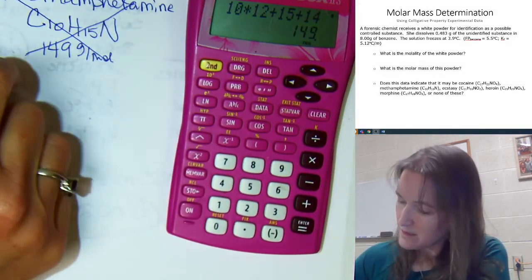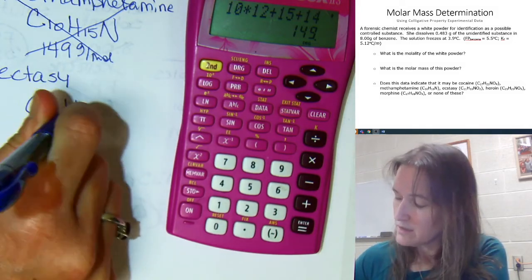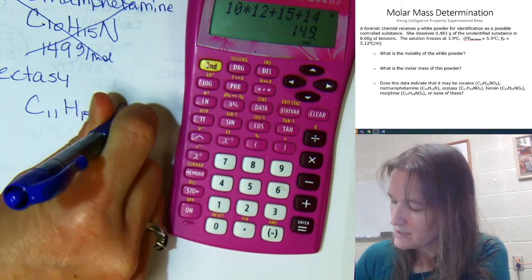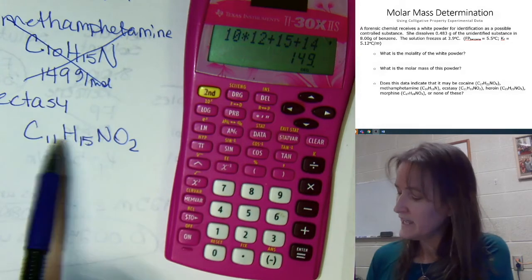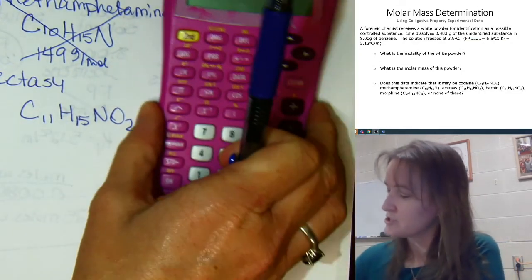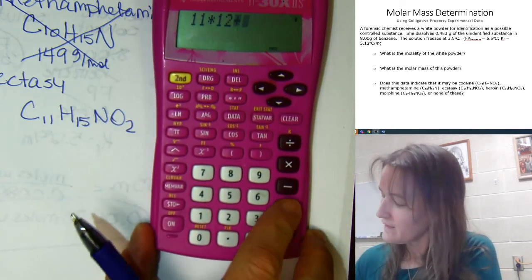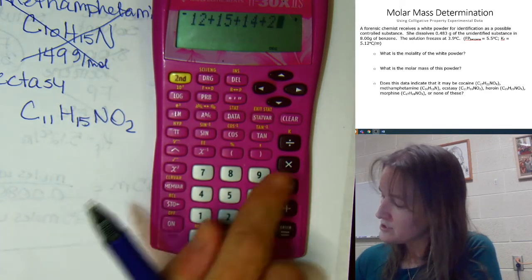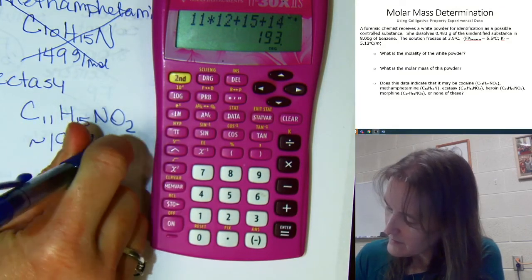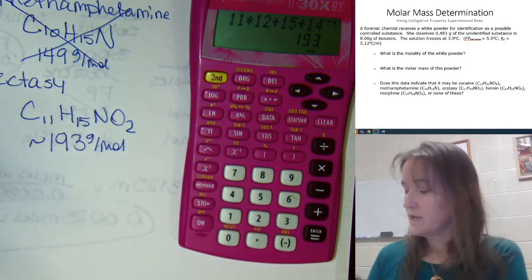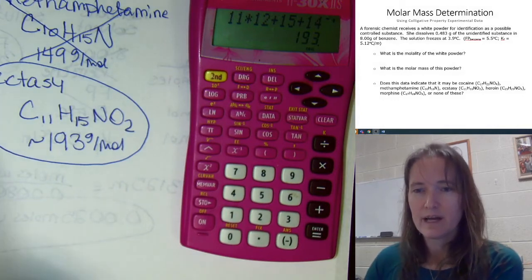So we go on to ecstasy. 11 carbons, 15 hydrogens, a nitrogen, and 2 oxygens. So cocaine had too many carbons, and that made it too heavy. And then methamphetamine didn't have enough, and so now this has an extra carbon and 2 extra oxygens, so it should weigh more than the methamphetamine. So we have 11 carbons, 15 hydrogens, nitrogen, and 2 oxygens for a total of about 193. So 193 was about what our molar mass was. And so we can pretty much say that it's ecstasy, but let's go ahead and look at the heroin.